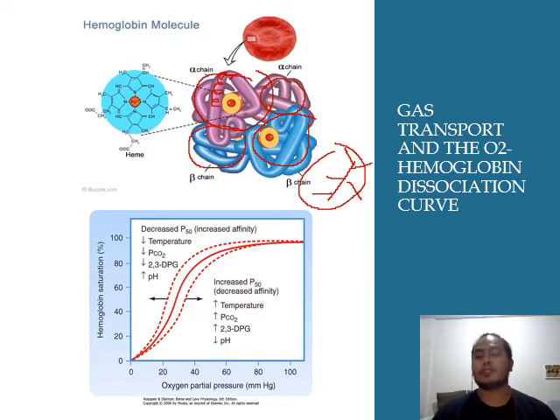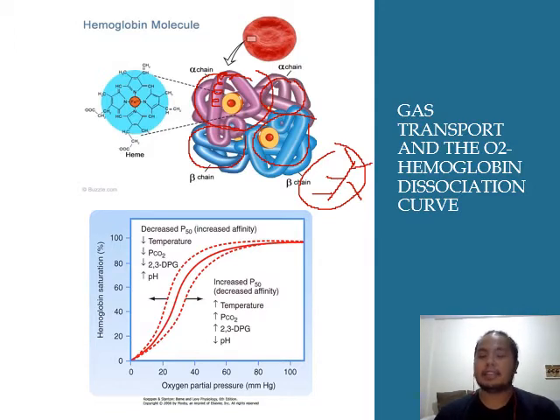So, nakikita nyo, hemoglobin has its own automatic mechanisms governed by chemistry and physics to make sure that oxygen is brought to where it is needed the most. Galing, di ba? Sana ganyan sa lahat.